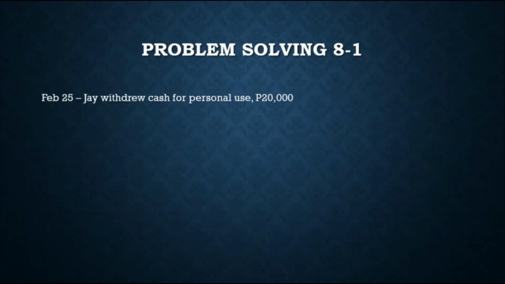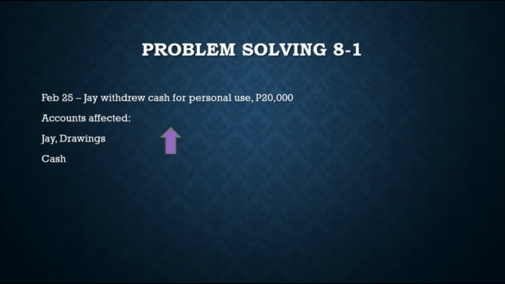So next naman is February 25. Nag-withdraw daw si Jay ng cash sa kanyang business. So ang accounts affected dito ay Jay Drawing since sa account na ito pumapasok lahat ng kinuha ni Jay sa business, at cash ng kinuha niya sa business. So Jay Drawings will increase kasi nga nadagdagan ng withdrawal ni Jay. At cash will decrease kasi nabawasan ang cash ng business dahil sa pagkuha ni Jay ng pera sa business niya.